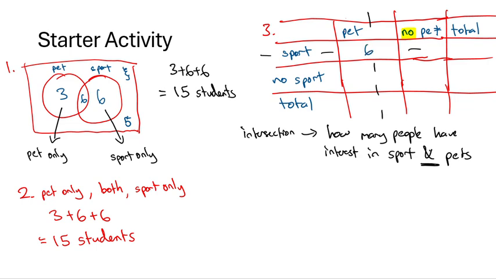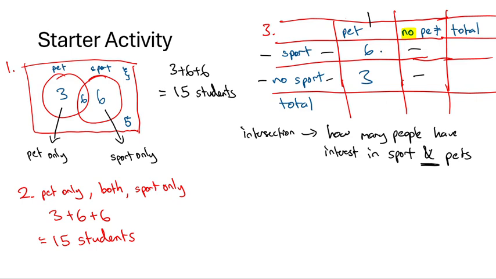So what you're going to do is just write six people satisfy that condition. And then you're just going to do the same with the no sports section. It's like, hey, how many people have an interest in pets, but they don't really have an interest in sport? So in our Venn diagram, that is three.